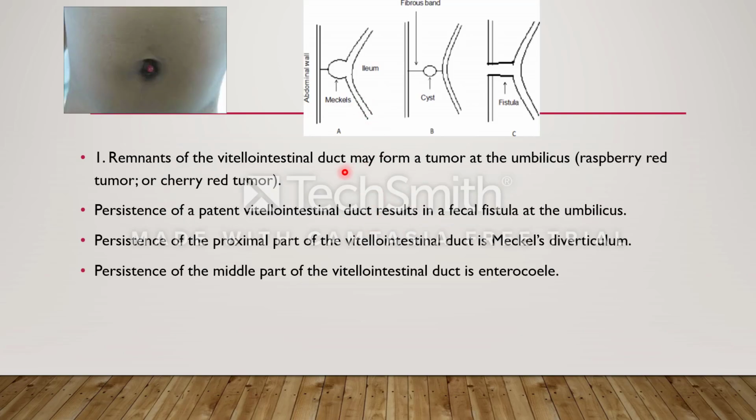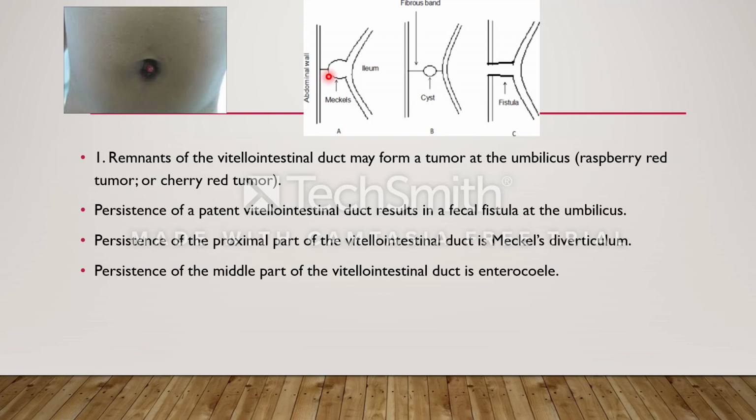There can be a remnant of the vitello-intestinal duct. The vitello-intestinal duct is the duct which connects the digestive system with the umbilicus. Normally it disappears in the fetus, but if a remnant remains, it may be present in the form of a tumor at the umbilicus. That tumor is named the raspberry red tumor or the cherry red tumor.